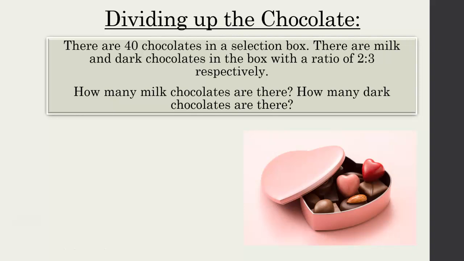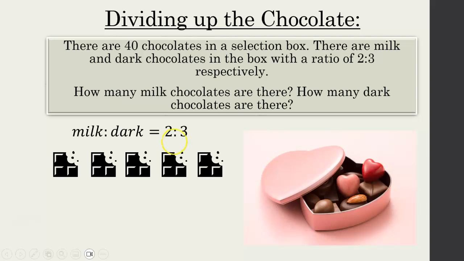So how will we do that? So the ratio of milk to dark is 2:3. We know that. But think of it like this. If I took out 5 chocolates, and I'll explain why I pick 5 in a second, how many of those chocolates will be milk and how many will be dark chocolate? Well, 2 of them will be milk chocolate and 3 of them will be dark. Now, why is that? Remember, for every 2 milk chocolates, there's 3 dark chocolates. So if I picked out 5, well, 2 of them would be milk, 3 of them would be dark.